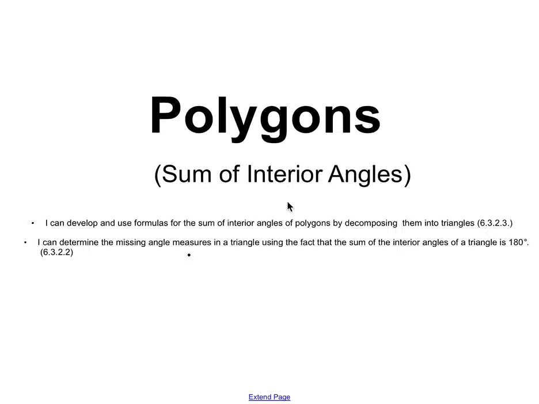We're going to be looking at the sum of the interior angles today. I can develop and use a formula for the sum of interior angles of polygons by decomposing them into triangles, and I can determine the missing angle measure in a triangle using the fact that the sum of the interior angles of a triangle is 180. This was our standard from yesterday that we're working on with today's.